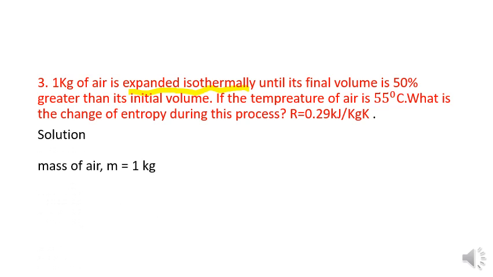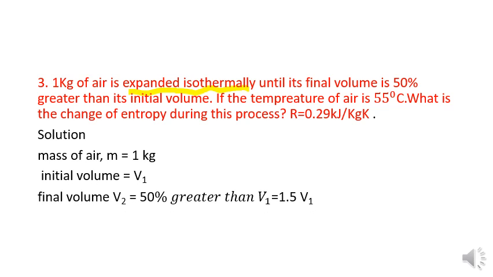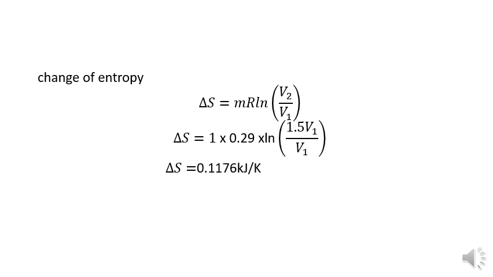So first write the data. Mass 1 kg. Initial volume V1, the final volume is 50% greater than V1, so it is 1.5 V1. So change in entropy during the isothermal process delta S is equal to mR ln V2 by V1. Substitute all the values, we will get delta S is equal to 0.1176 kilojoule per Kelvin. The same problem, only the mass changed. In the previous problem it is 0.5 kg. In this problem 1 kg. So let's move on to the next problem.